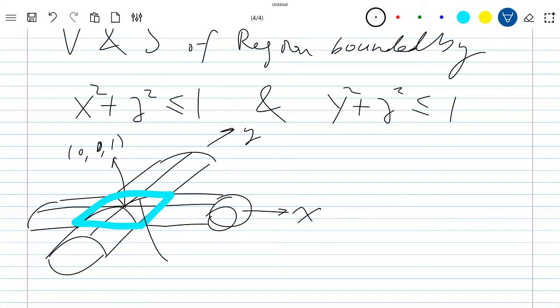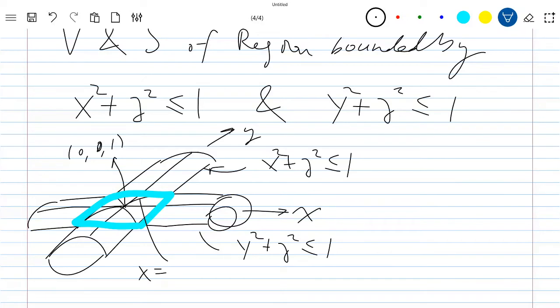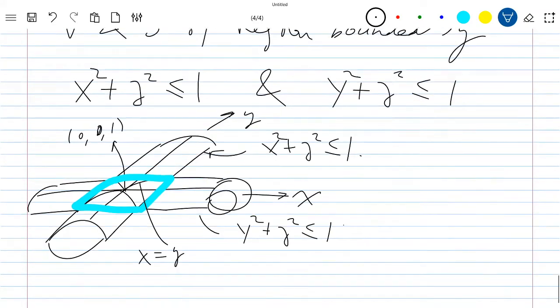This is the intersection of the two cylindrical surfaces. This one is x squared plus z squared less than or equal to 1, and this one is y squared plus z squared less than or equal to 1. So their intersection must be x equals y, right? Because both equation 1 and equation 2 are satisfied, they imply that x equals y. So, let's find out the volume first.